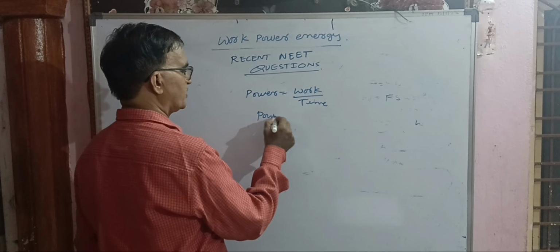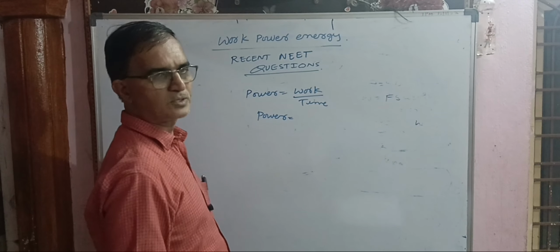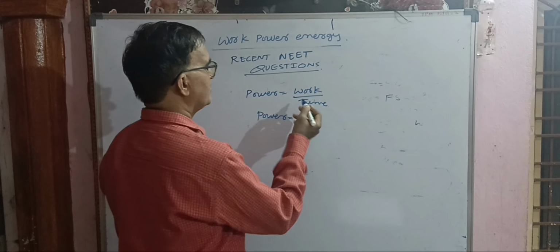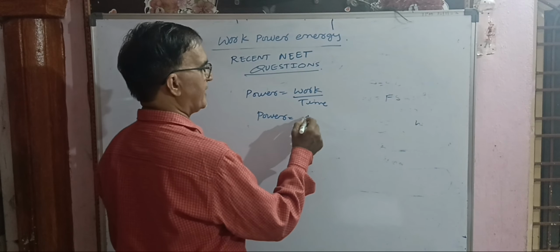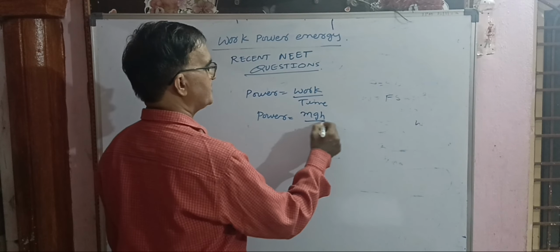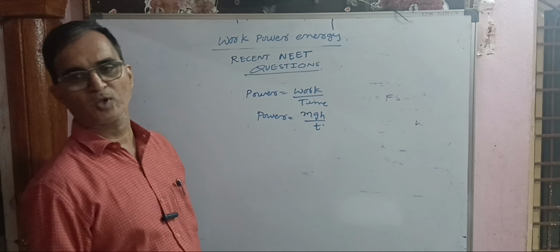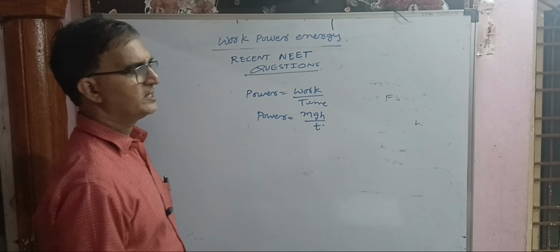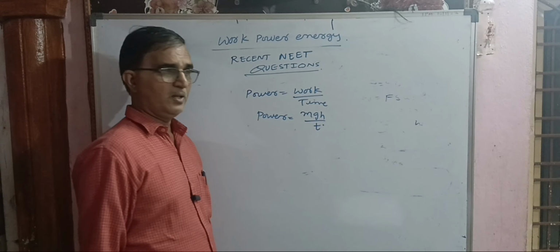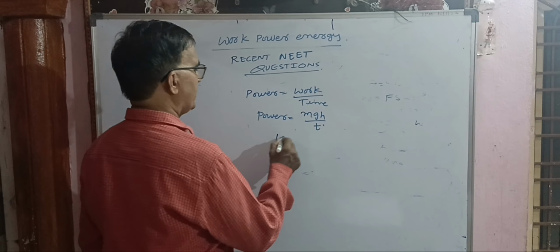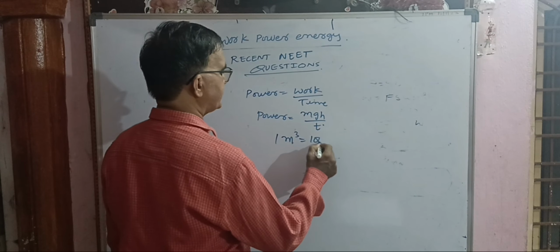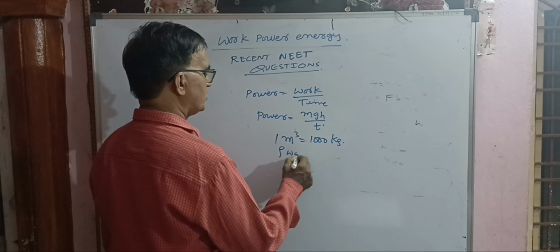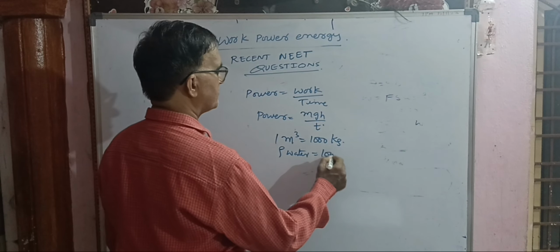Now suppose water is lifted from a well through a height h, and g is the acceleration due to gravity. If the time is given, say 1 minute, then power is equal to mgh by time. In some cases the mass of the water will not be given, but the dimensions of the tank will be given. In that case, 1 cubic meter is equal to 1000 kg, and the density of water is also 1000 kg per meter cube.